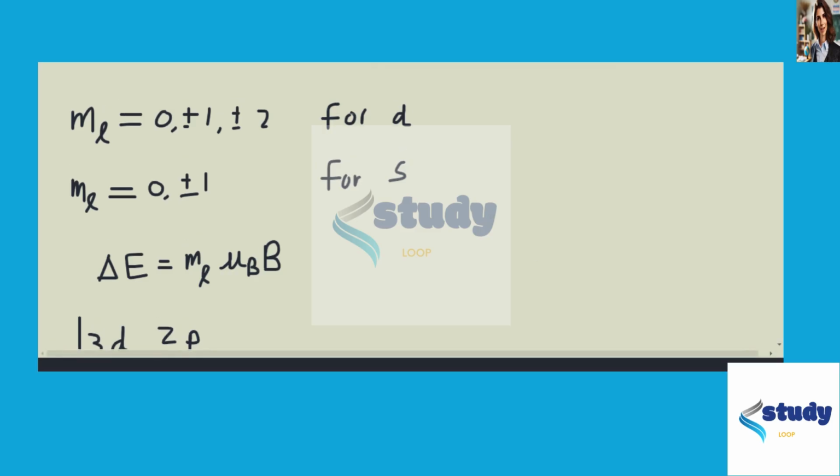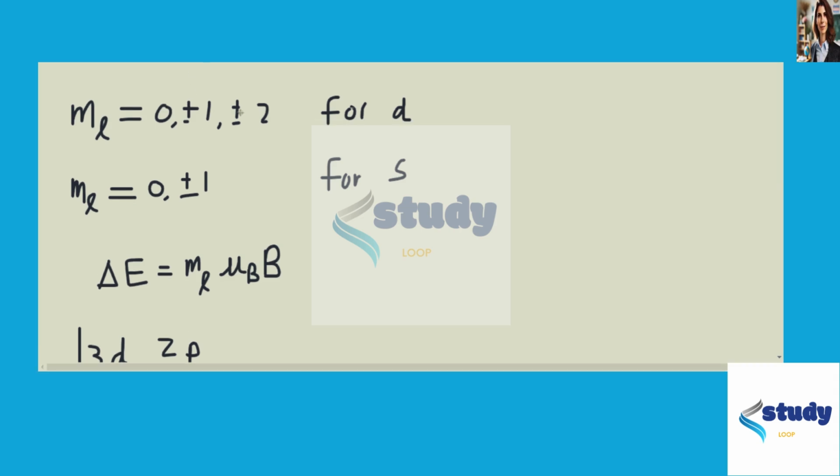We're considering transitions from the 3D to 2P state and ignoring spin. This never happens, but for this case, we're going to do it. So the 3D state, we have m sub L values of 0, plus or minus 1, or plus or minus 2. For the S state, we have 0 and plus or minus 1.